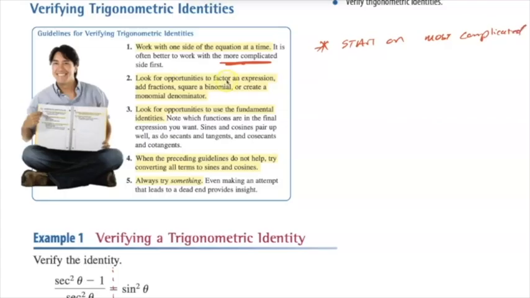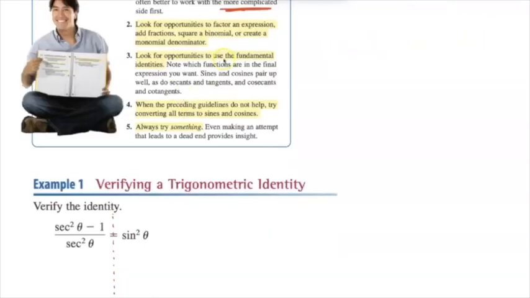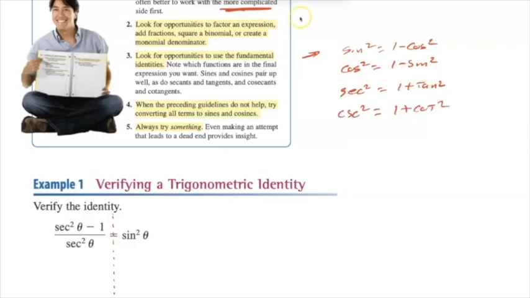You always want to look for opportunities to factor an expression, or add common denominators, or square a binomial, or create the same denominator. Look for opportunities to use fundamental identities. That just means like the Pythagorean identity, tan equals sine over cosine. Like here you can use a lot of 1 minus sine squared equals cosine squared, 1 minus cosine squared equals sine squared. Remember, secant squared is 1 plus tan squared. Remember, because it's always tans get the plus 1 and the secs go together. Cosecant squared goes with 1 plus cotan squared. That's what they mean by fundamental identities.